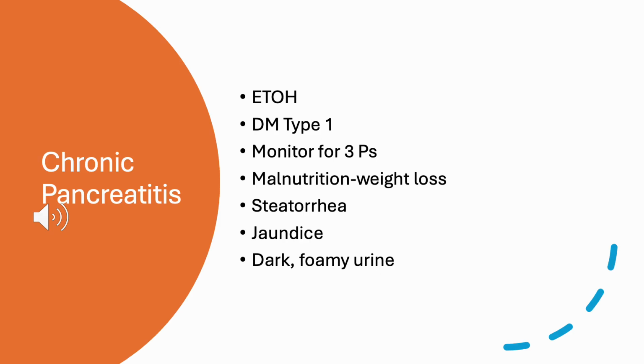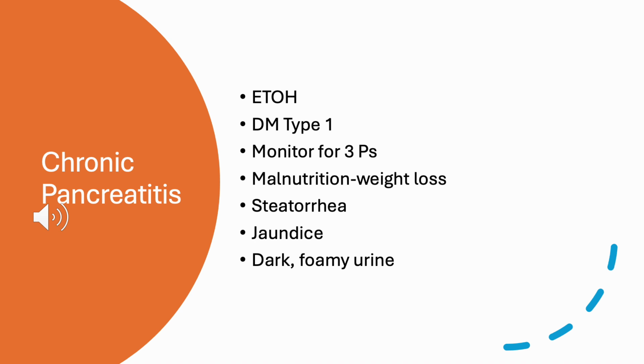After repeated bouts of acute pancreatitis, the patient may develop chronic pancreatitis. This is usually due to alcoholism. The patient would develop diabetes type 1, which you know is unusual in adults, and this is due to chronic beta cell destruction. So they're going to need insulin, monitoring of blood sugars. So monitor patients with even acute pancreatitis. You would monitor them for the 3 Ps, check blood sugars frequently, but you also do it with chronic pancreatitis.